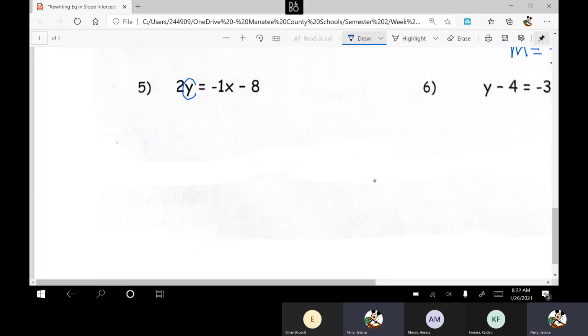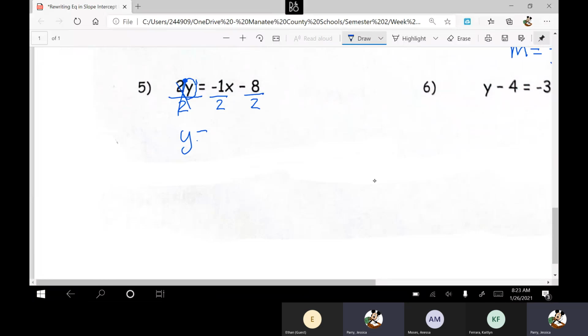Our goal is to get the variable y all by itself, so I need to get rid of this 2 that's next to it. We know we can read that as 2 times y. So I'm going to do the opposite. Divide by 2 and split it up on the right side. Divide by 2. So these 2's cancel out.